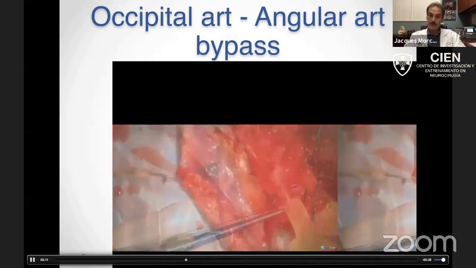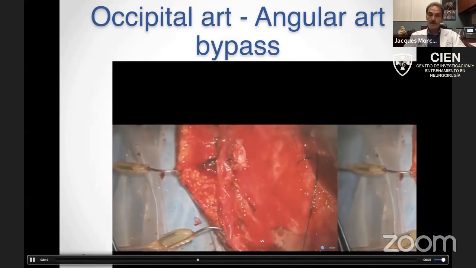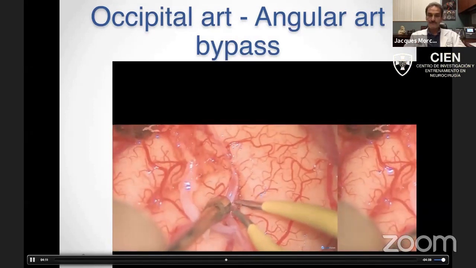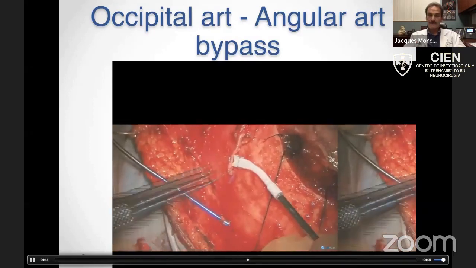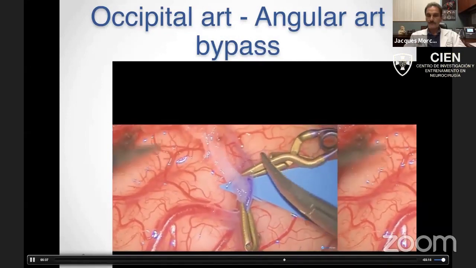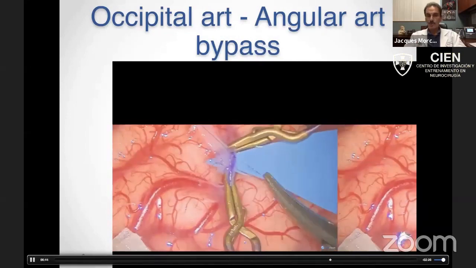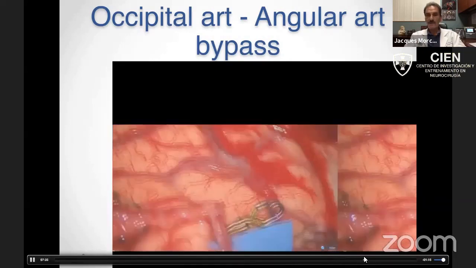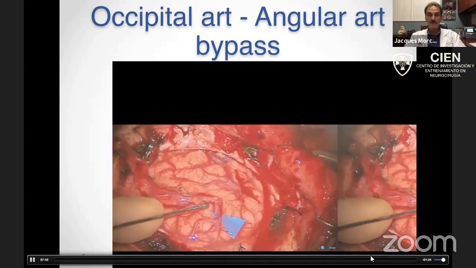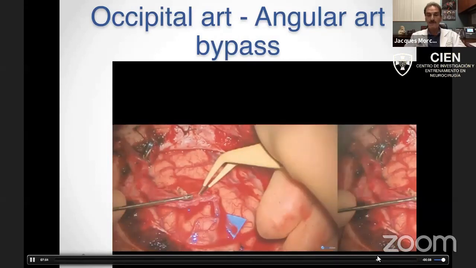The vessel was then injected with heparinized saline all the way. Atrophying the bone is an important step that ensures, when the occipital artery is measured, the proximal is placed first in this case to anchor both. I'm not going to show the anastomosis, it's all the same, but I want to show the final result. Here is the final view, occipital artery to angular artery bypass.